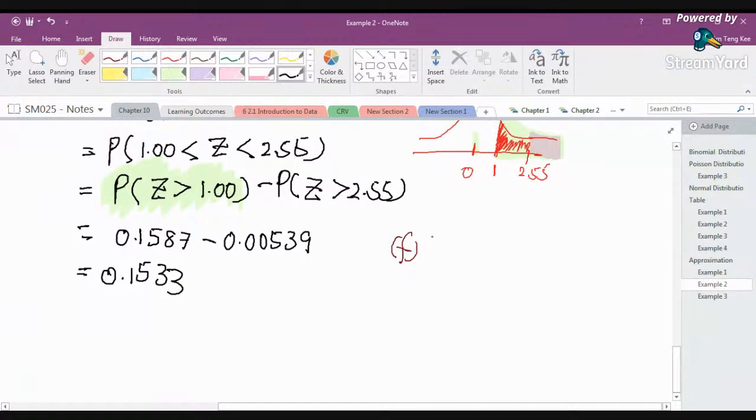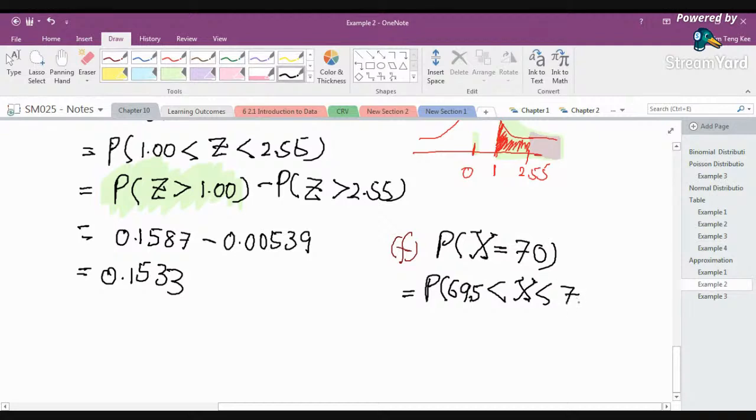Then the last one in example number 2 here, part F, we would like to have P(X = 70). In this case, 70 will be a single value in between 70 plus 0.5 and minus 0.5. So minus 0.5 will be 69.5, and the other side will be 70.5.